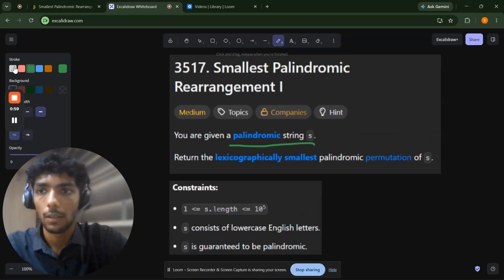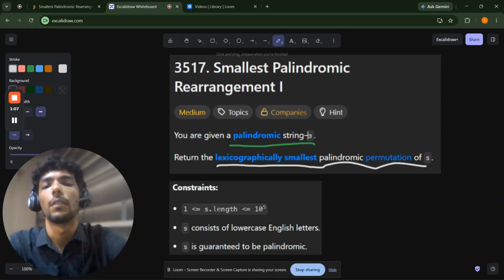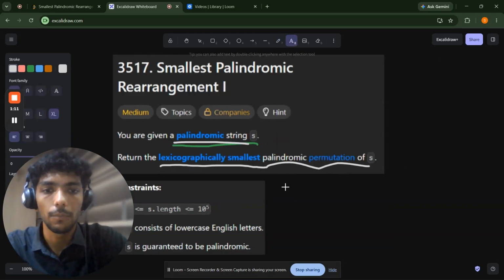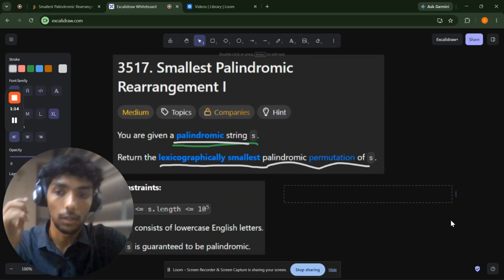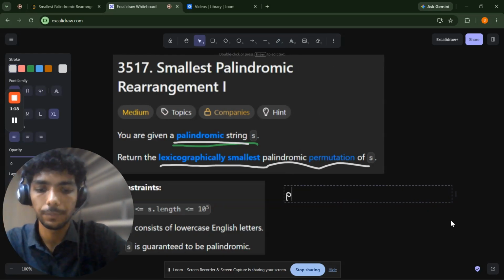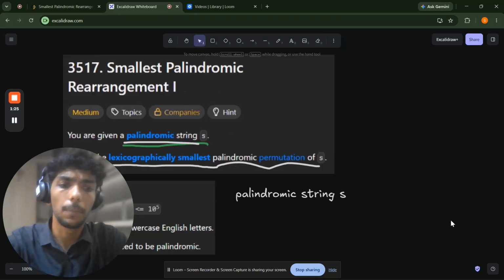Okay, so we are given a palindromic string s, and we need to return the lexicographically smallest palindromic permutation of s. Let's first jot down whatever things we have understood, because writing them down will be very helpful. Palindromic string s. So first of all, what is a palindrome?